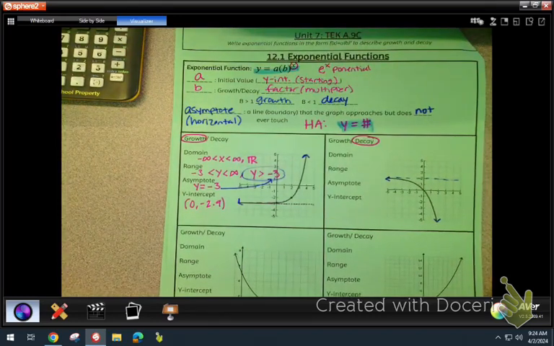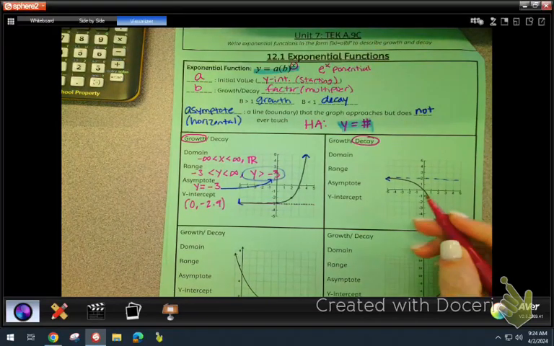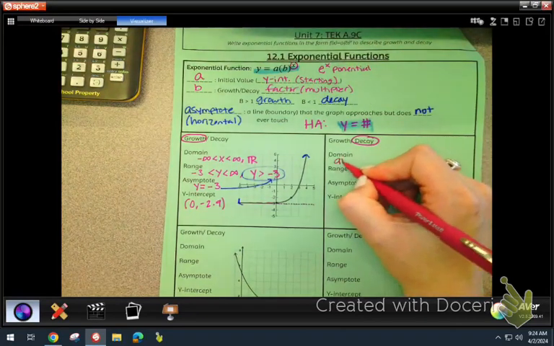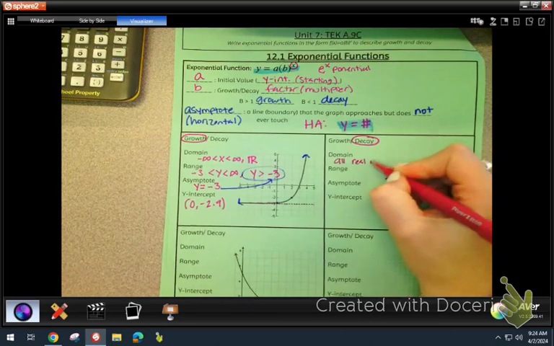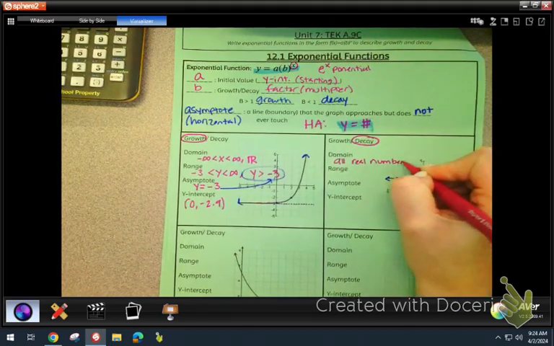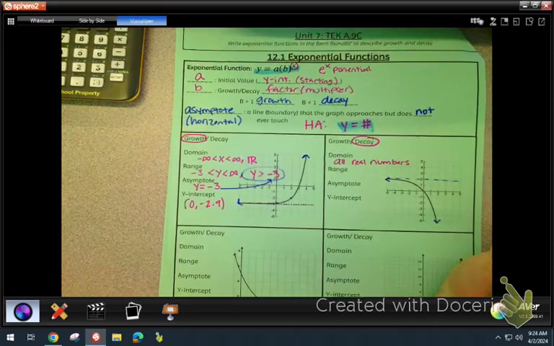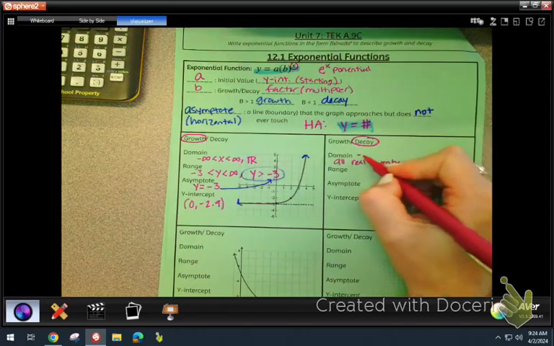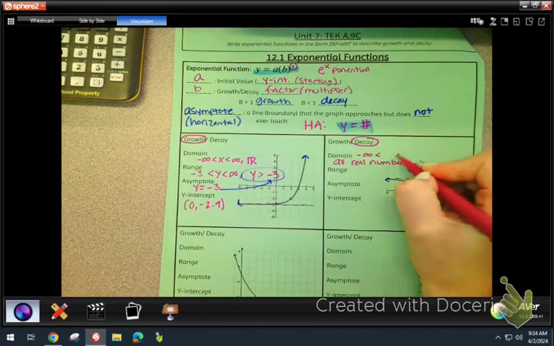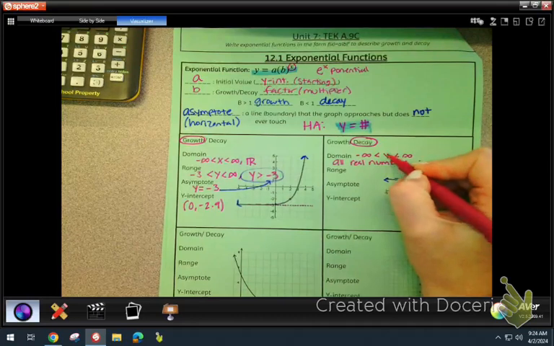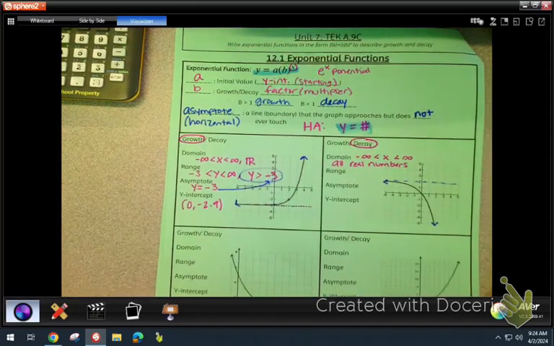Our domain, we put those arrows on there. So what does that mean our domain is? It could be infinity. All real numbers, aka -infinity to +infinity. And what goes in the middle, because it's domain? Very good. Y'all have to have that like drilled into your head, okay?